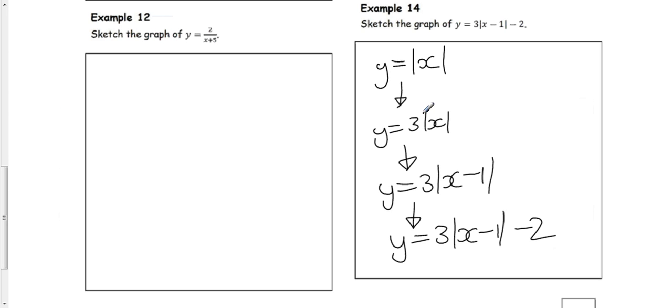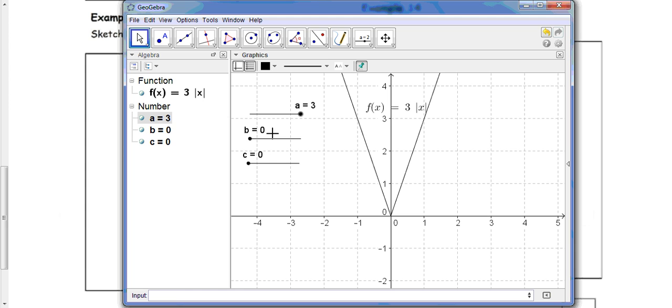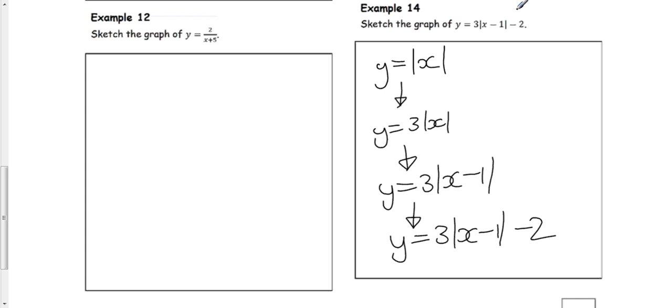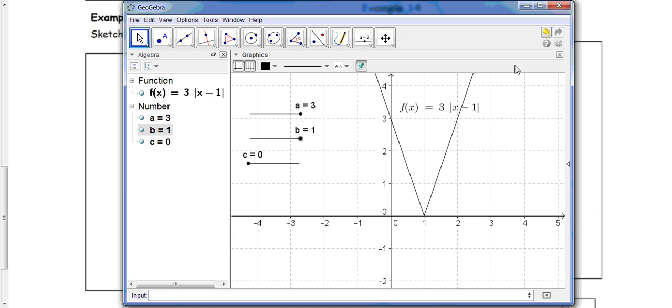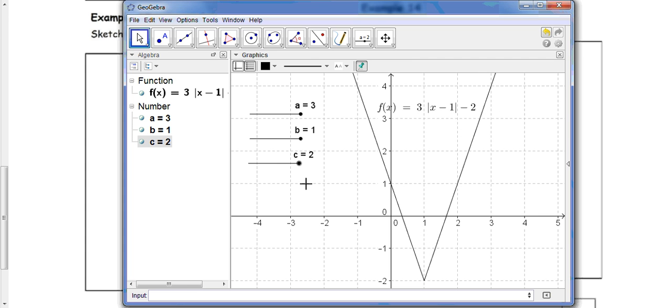Next, inside the modulus signs, we're going to have x take 1 instead of just x. So x minus 1, I'm going to expect to see a translation 1 unit to the right, and that is exactly what we see. And then finally, a big minus 2 at the end, because it's not inside the brackets or the modulus sign. I'm expecting to see a translation down by 2 units, and that is exactly what happens.